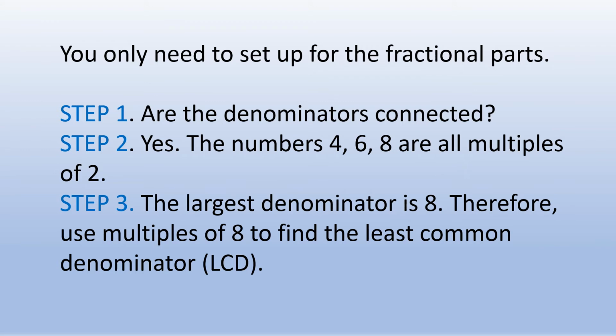Now, the denominators. If you look at the denominators 4, 6, and 8, are they connected? Yes, they are connected. The numbers 4, 6, and 8 are all multiples of 2. 2 times 2 gives me 4. 2 times 3 gives me 6. 2 times 4 gives me 8. So they are all connected by the 2's. The largest denominator in this case is 8. So we chase the 8 times table till we get to a number that is suitable for all of them. That's divisible by 4, 6, and 8.